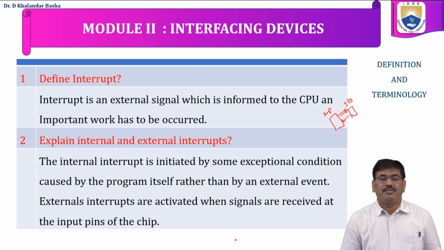Similarly, if an interrupt is generated by using the INT instruction, 256 types are supported in the 8086 processor. So the interrupts generated by the processor by executing some instructions are called internal interrupts. If any external device gives an interrupt request, those are considered external interrupts.